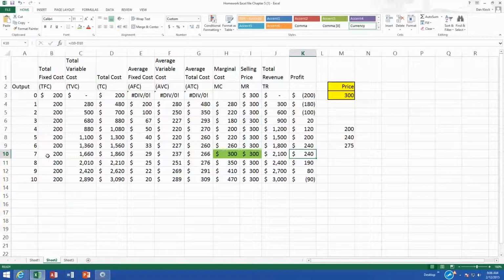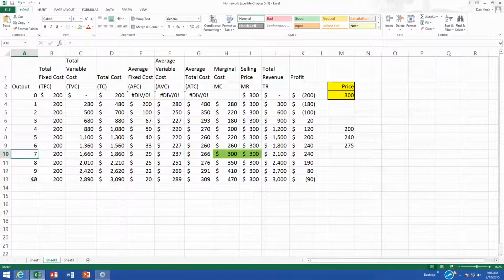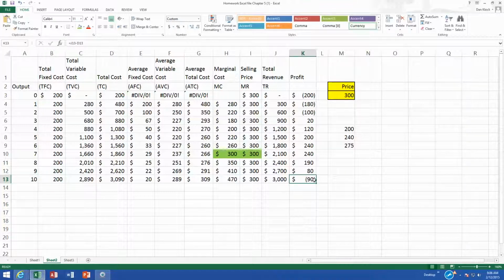So this is by output I should produce. I should produce 7 output. Again, if I produce 10 output, my total revenue will be higher, but then I go in the negative profits. So there's that key formula again. But let's just take a look and see what happens when price changes.